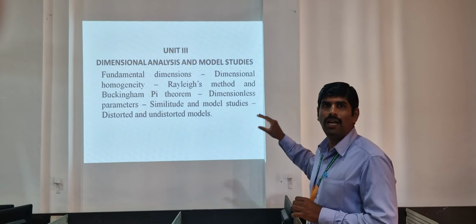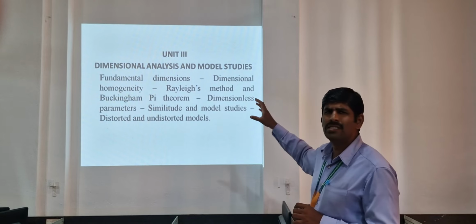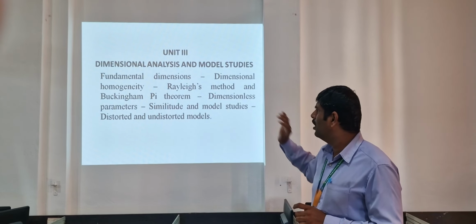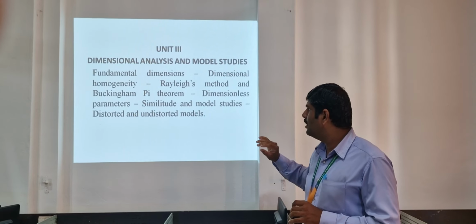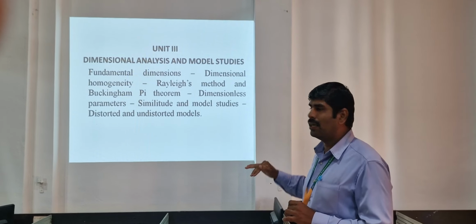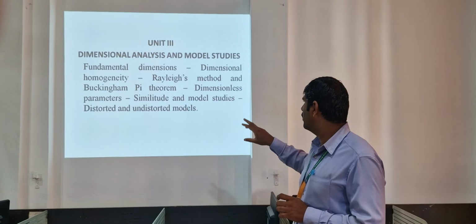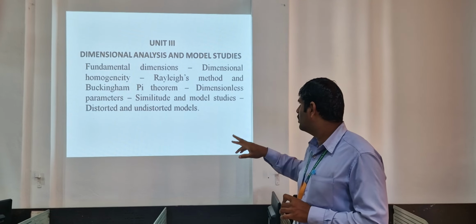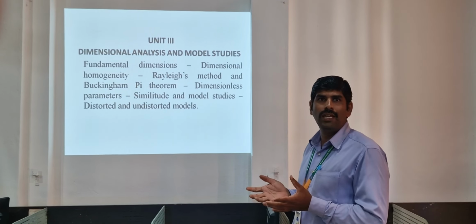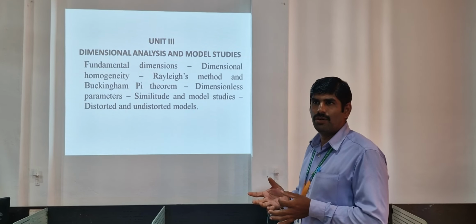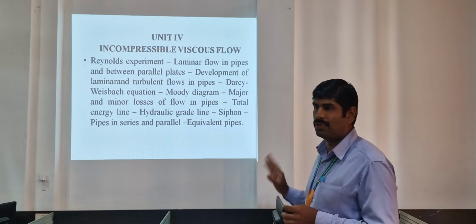Rayleigh method and Buckingham pi theorem. We have some demerits in the Rayleigh method, which are overcome in the Buckingham pi theorem. For example, if there are more than 3 unknowns, we can solve the equations in the Buckingham pi theorem. This we cannot do in the Rayleigh method. Then similitude and model studies: distorted model and undistorted model. A model is whatever we make to study the properties, called the model object. Prototype is the real-life example.